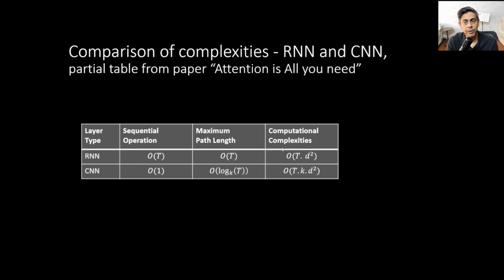But when you go to the computational complexity, CNNs are more costly because there is an additional kernel factor here, where RNN is only dependent on the time step, but when you perform CNN on them, you are including the additional kernel factor. So it is more costly for a similar operation.